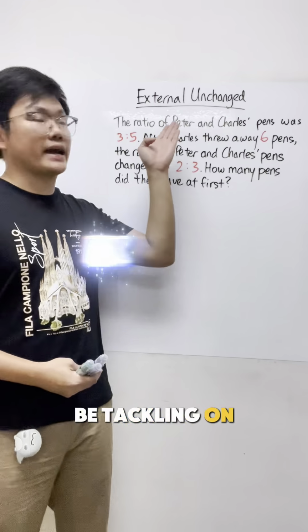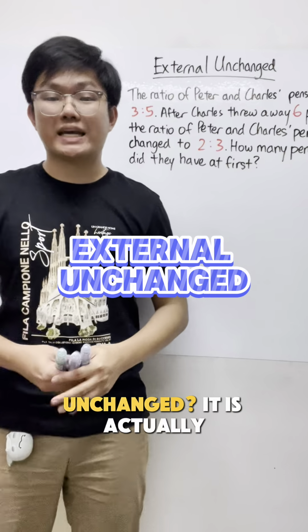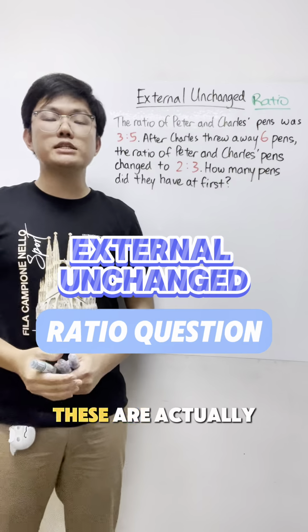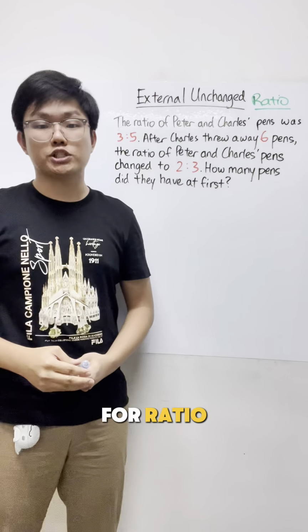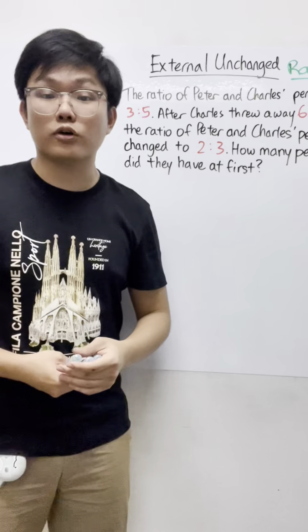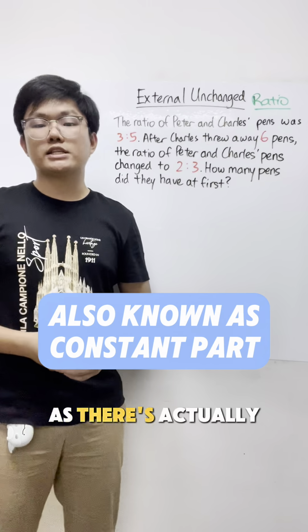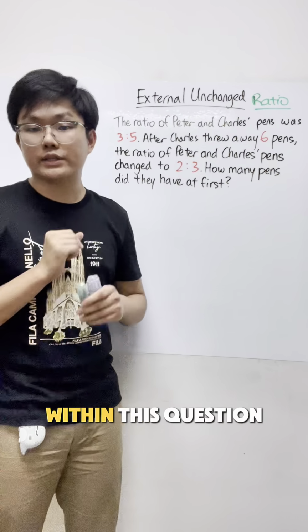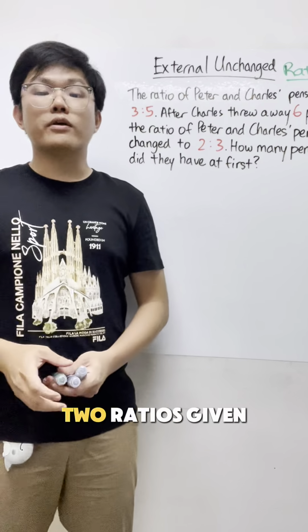Today, we're going to be tackling external unchanged. So what is external unchanged? It's actually a type of ratio question. These are actually one of the more basic questions for ratio as they commonly appear in our section A. These questions are also commonly considered as your constant part, as there's actually only one change that will happen within this question, resulting in the two ratios given.